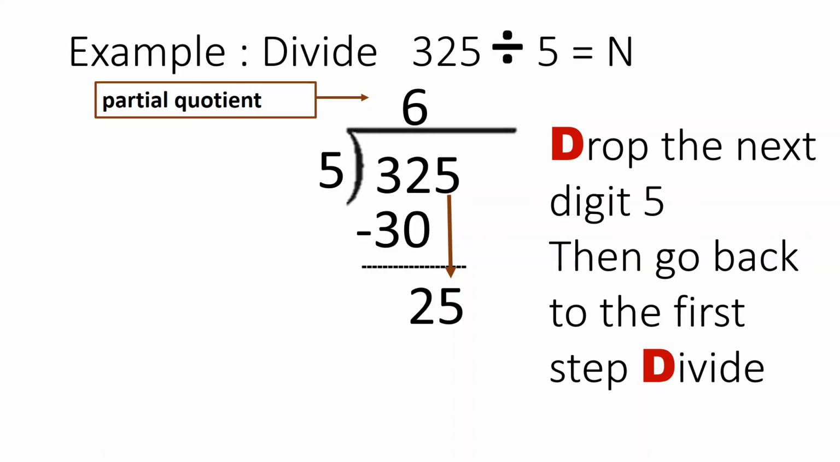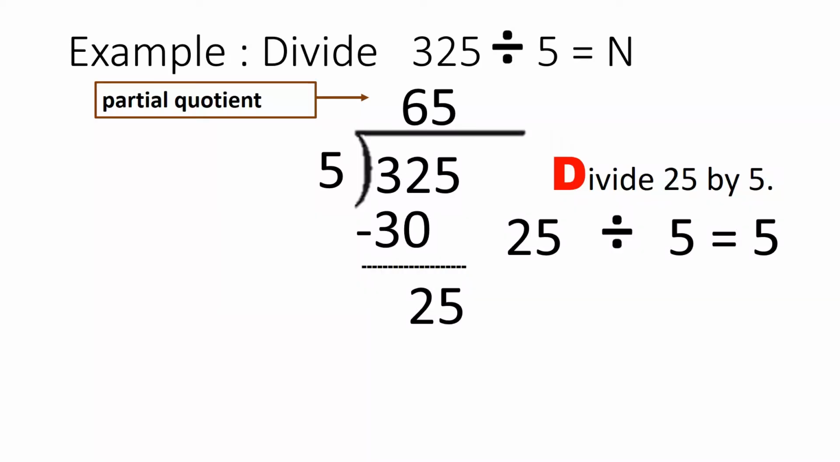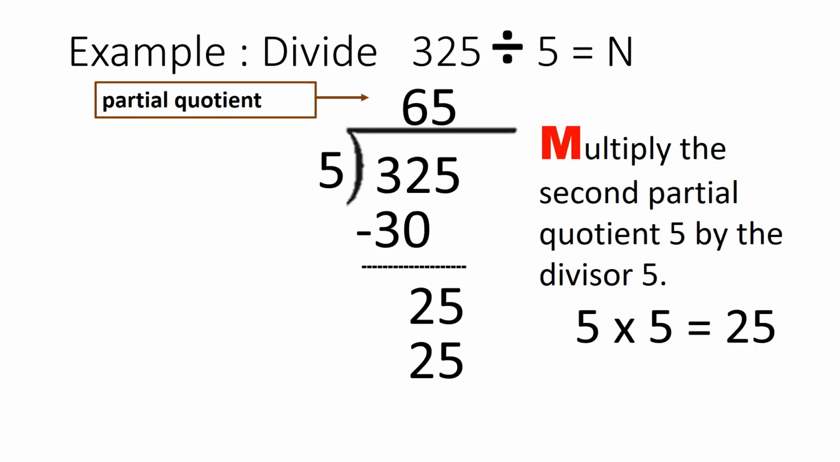Let's go to the second D of the acronym, meaning drop. Drop the next digit 5, then go back to the first step, D, which is divide. Divide 25 by 5. 25 divided by 5 equals 5. Let's go to M, or multiply. Multiply the second partial quotient 5 by the divisor 5. 5 times 5 equals 25.